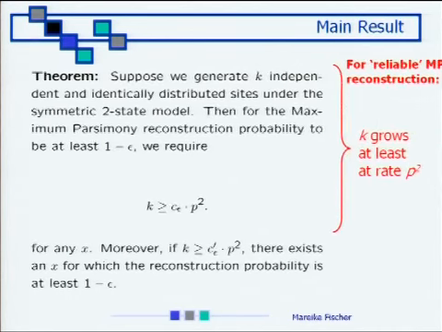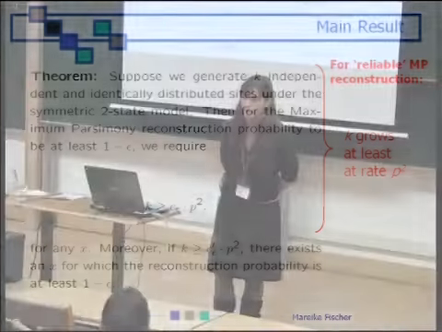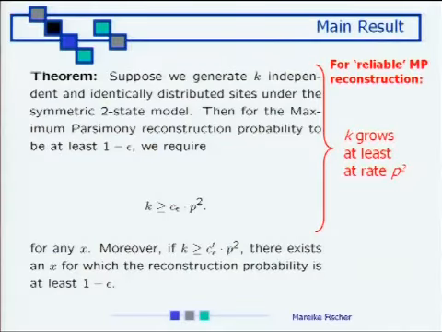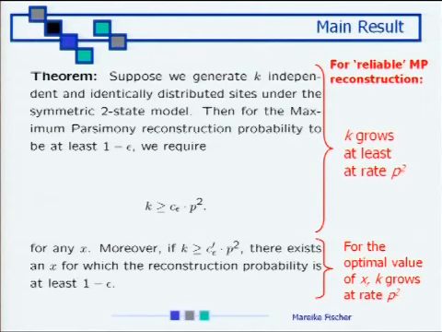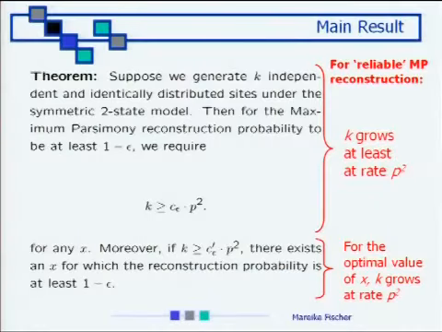Now, what does this mean? Well, we call a reconstruction reliable if its probability is at least 1 minus epsilon, and basically you can choose the epsilon. And then this means that the number k of characters needed to reconstruct your true tree grows at a rate of at least p squared, and there is an x, namely the optimal x, for which k will grow at a rate of p squared. So you do not have to be afraid of a growth of p to the power of 3 or so, because there is always an x for which k grows at a rate of p squared. So I will show you a sketch of the proof now.